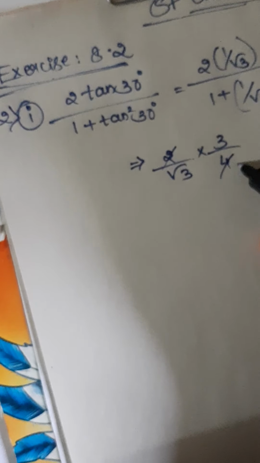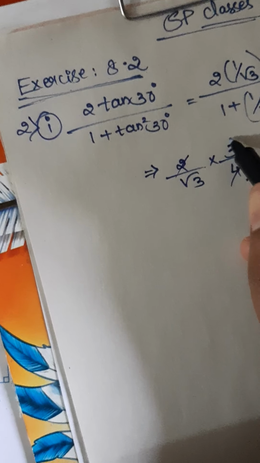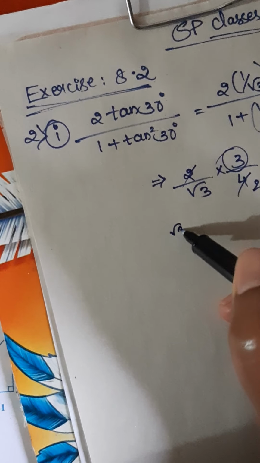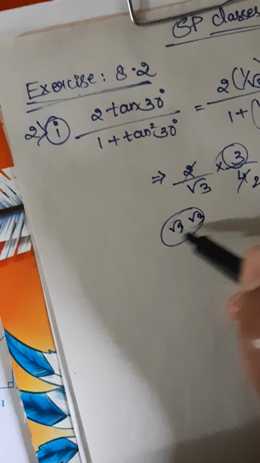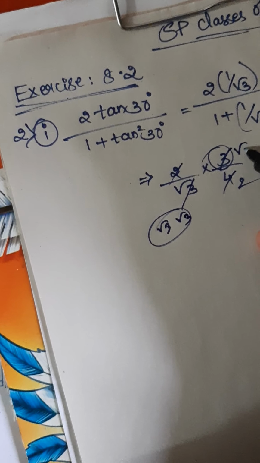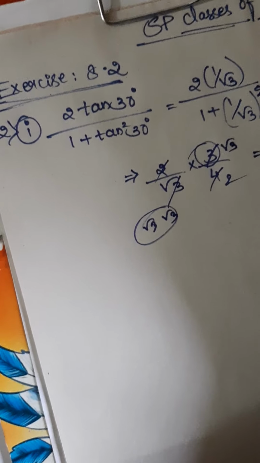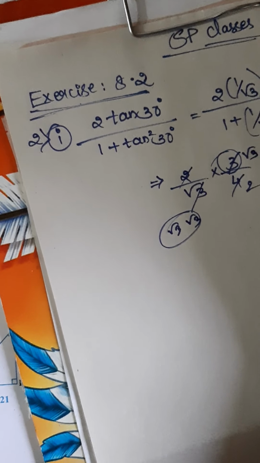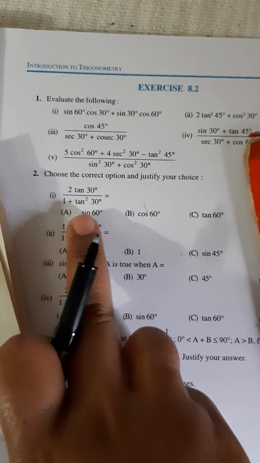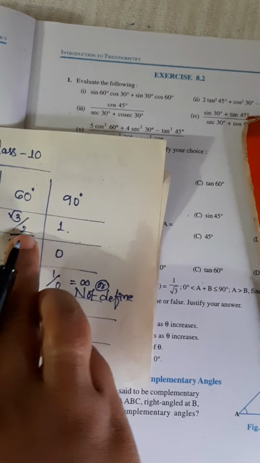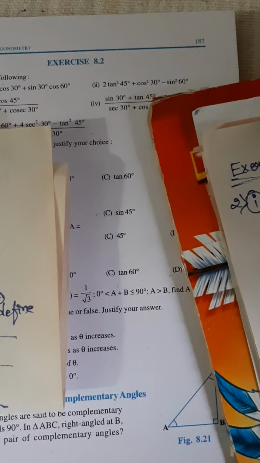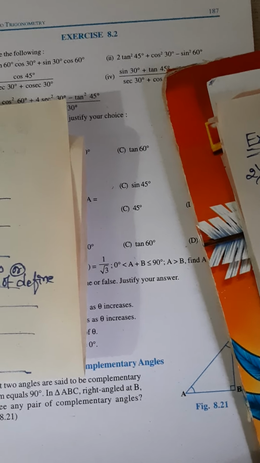2 ones are 2, 2s cancel, and in this 3 we are having root 3 and root 3, 2 root 3s are there. So one root 3 we have cancelled and one more root 3 is there as it is. So root 3 by 2. For which value are we getting root 3 by 2? Sin 60. Check this, sin 60 is equal to root 3 by 2. So here our first option is correct.